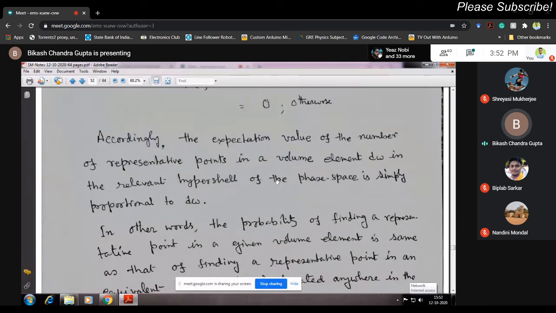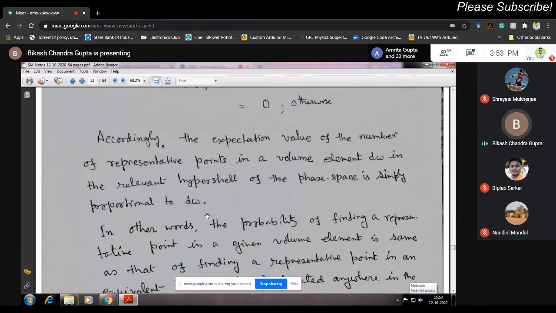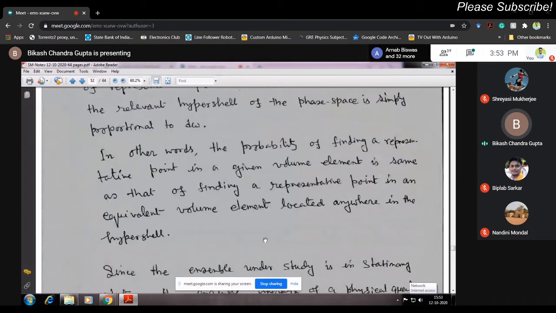Now, accordingly, the expectation value of the number of representative points in a volume element d omega in the relevant hypercell of the phase space is simply proportional to d omega. That is obvious, right? In other words, because density is constant, it will be multiplied by the volume. In other words, the probability of finding a representative point in a given volume element is the same as that of finding the representative point in an equivalent volume element located anywhere within the allowed hypercell.